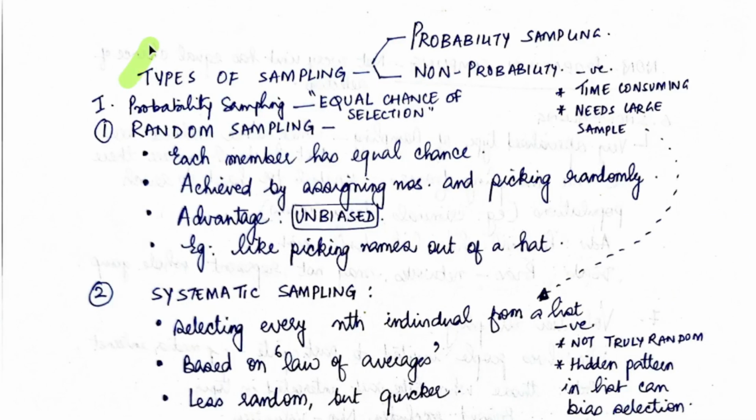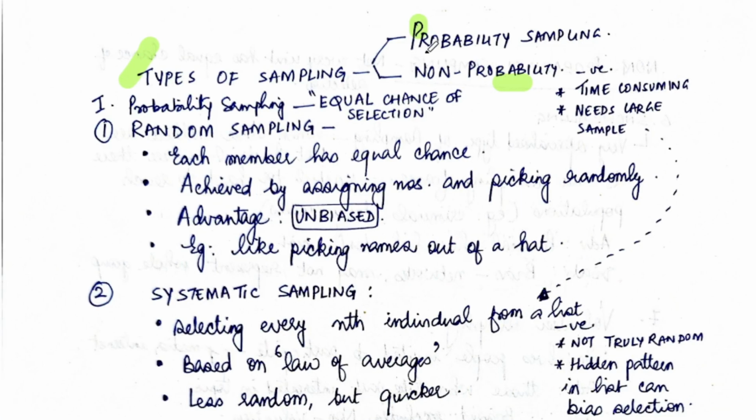Now let's get into types of sampling. Sampling methods are broadly divided into two types: probability sampling and non-probability sampling. Probability sampling is one where each unit has a known or equal chance of being selected. It is scientific, representative, and generalizable in nature. Whereas non-probability sampling is one wherein each unit does not have an equal chance of being selected. But non-probability sampling is practical, exploratory, but not generalizable.